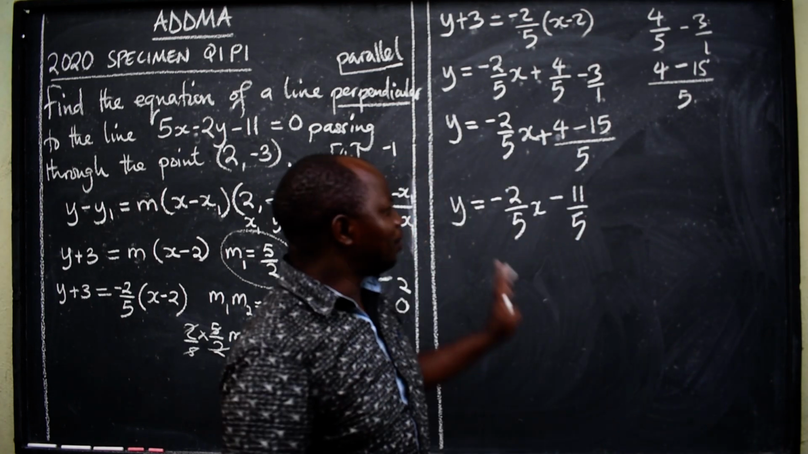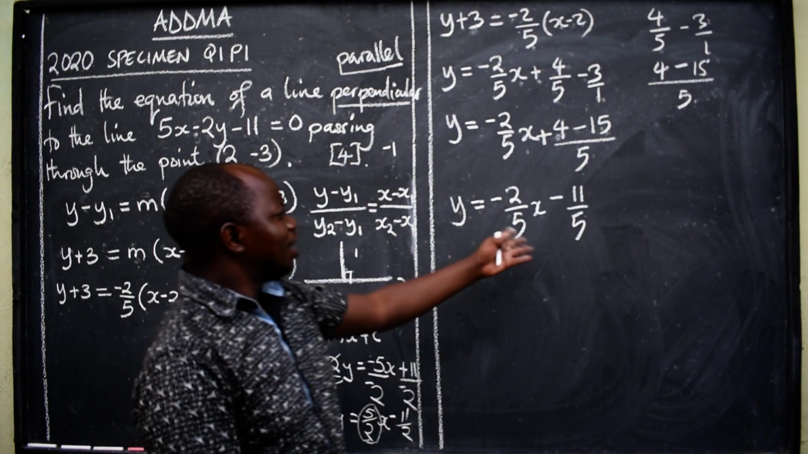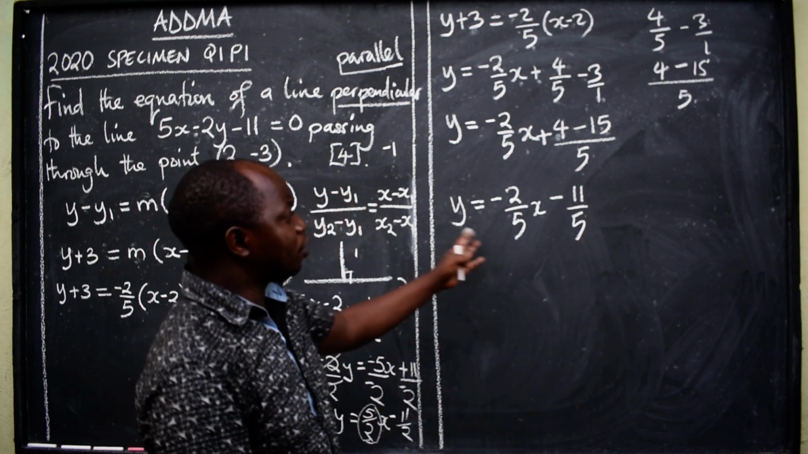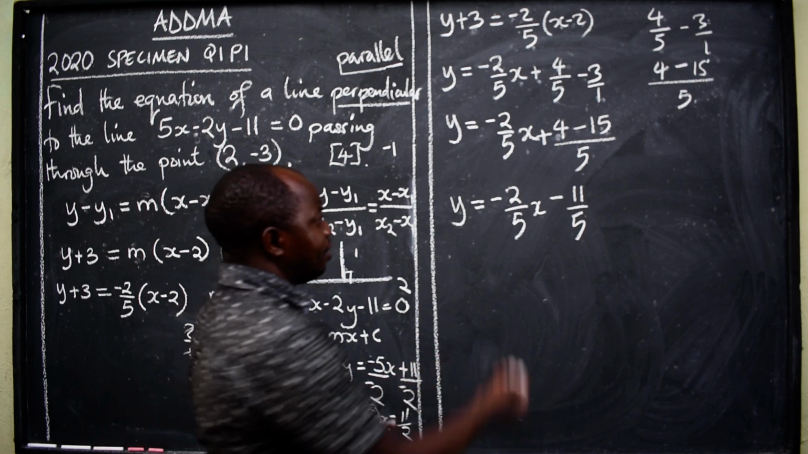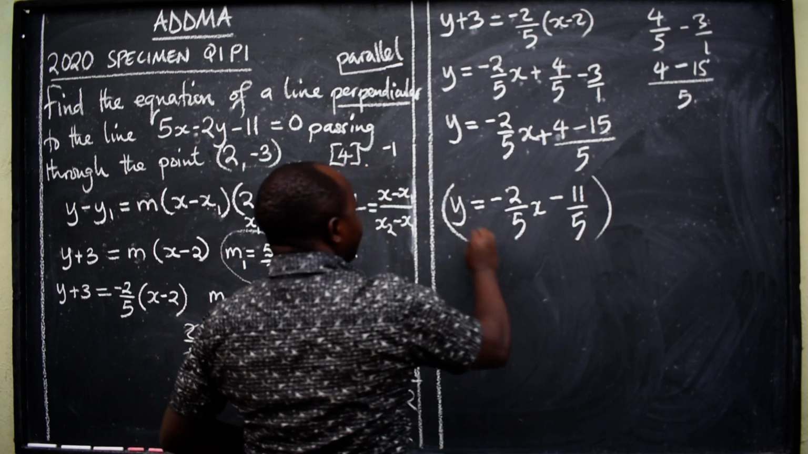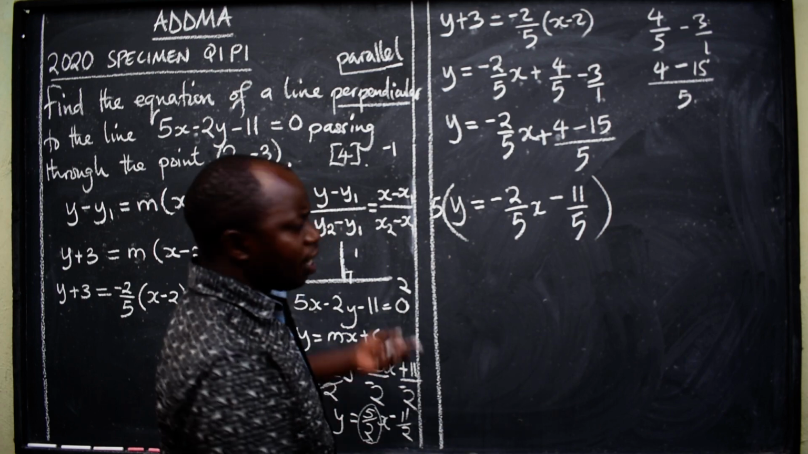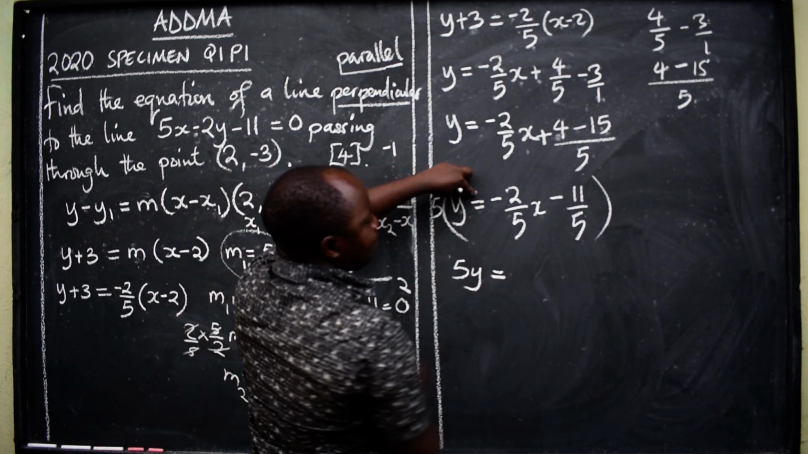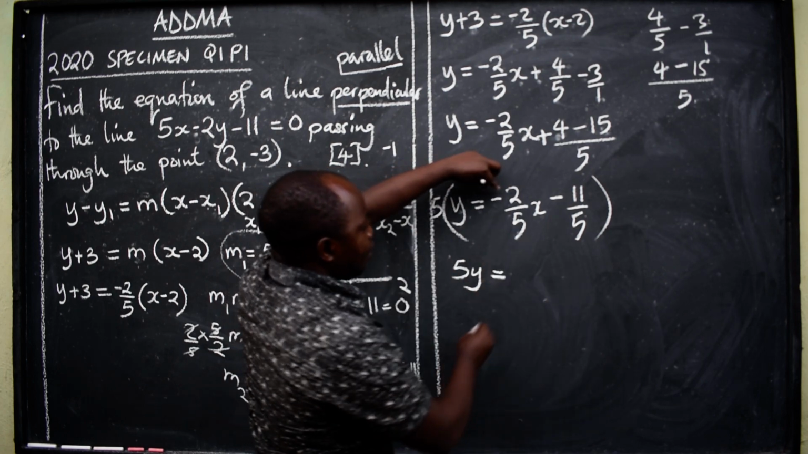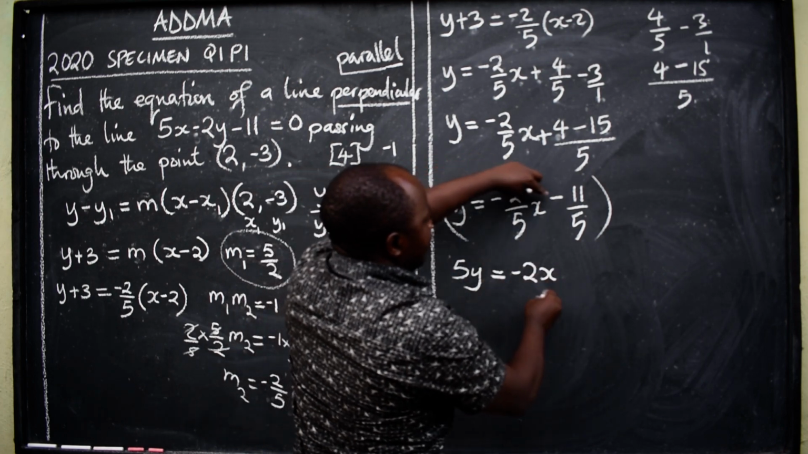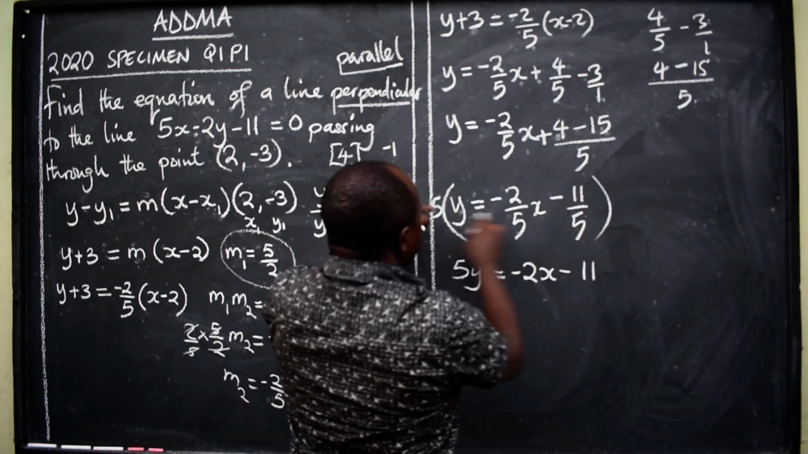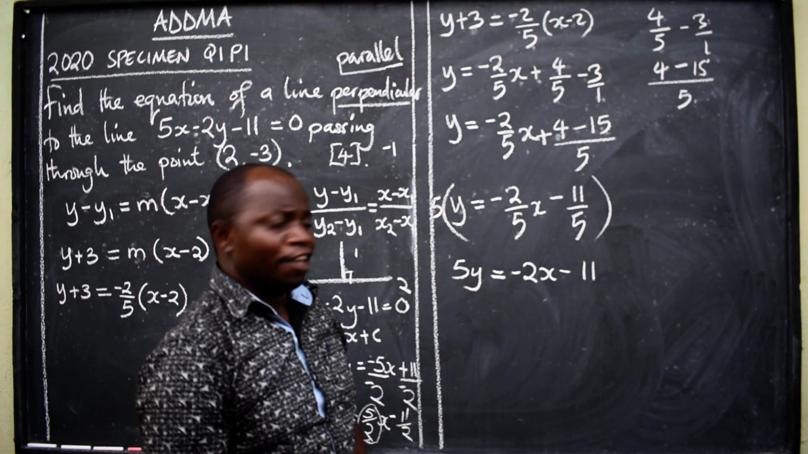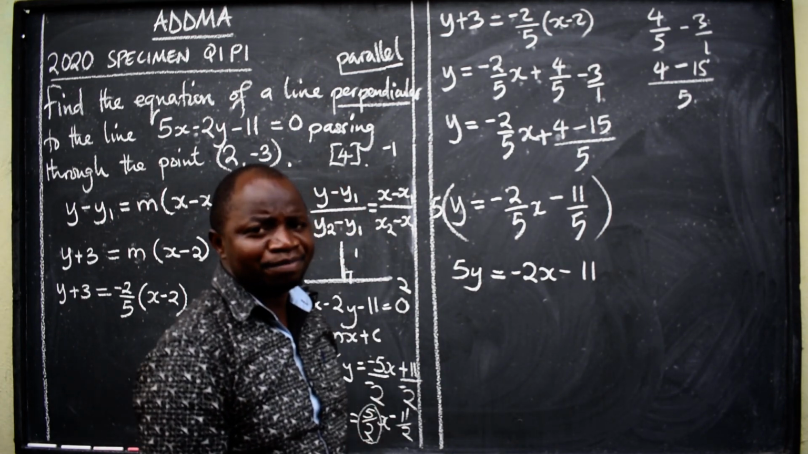At that point, you can leave it that way, but of course, we've got fractions here. We can get rid of them by multiplying throughout by 5, since we have 5 there. When I multiply by 5, it will be 5y is equal to, this 5 and 5 will cancel, and I'll remain with negative 2x minus 11. So I can have that equation there. You can leave it at that point.